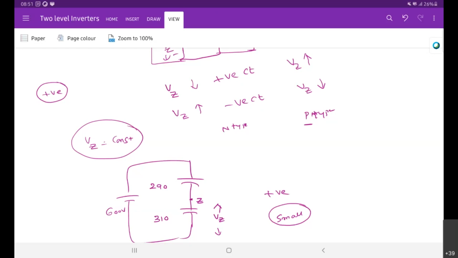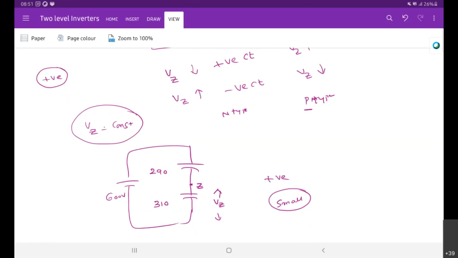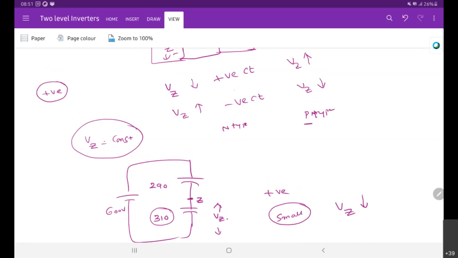N type, right? Let's go through this. This Vz is more, that means this capacitor voltage is more, so we need to reduce this Vz for positive load current. Come to this table: the load current is positive. If you apply N type, this Vz reduces. If you apply P type, this Vz increases. So we need to apply the N type small vector here.